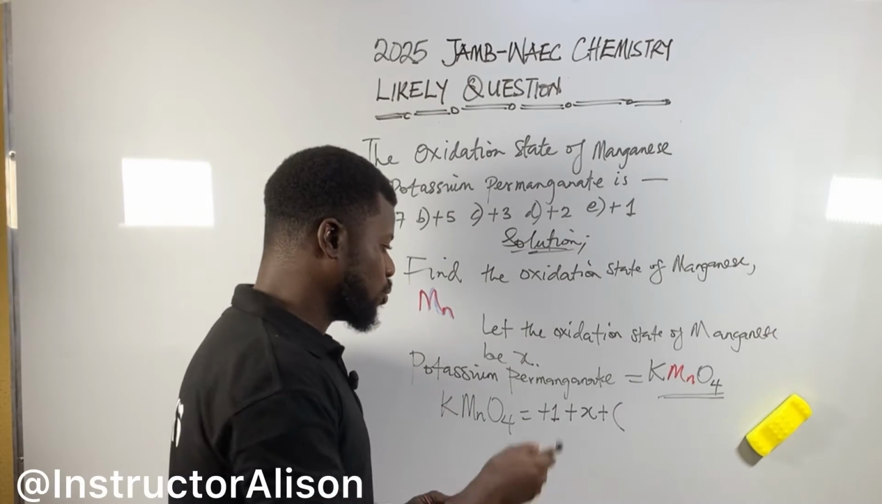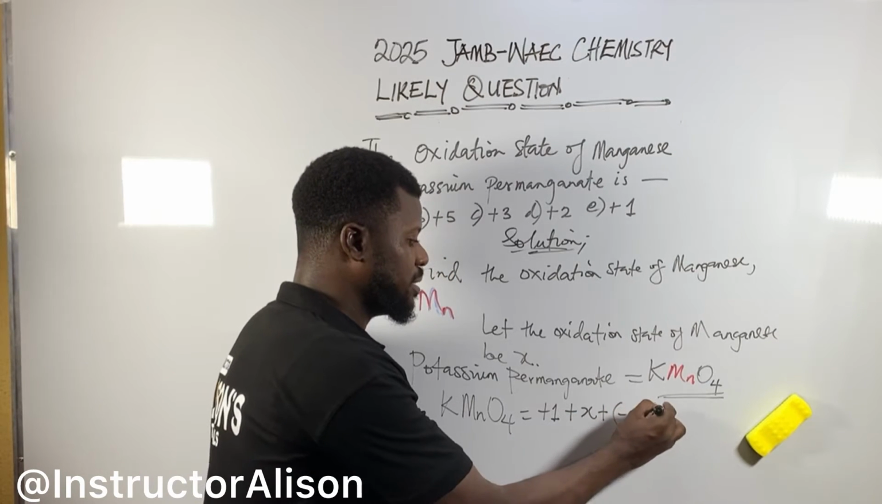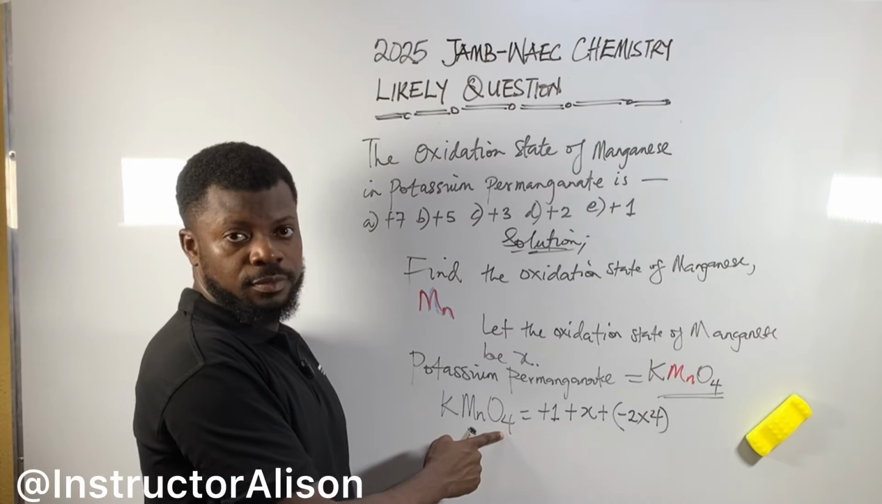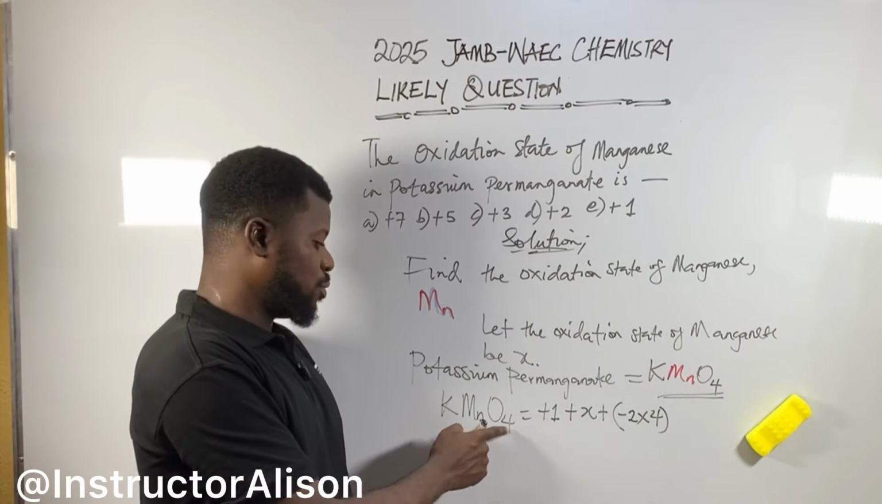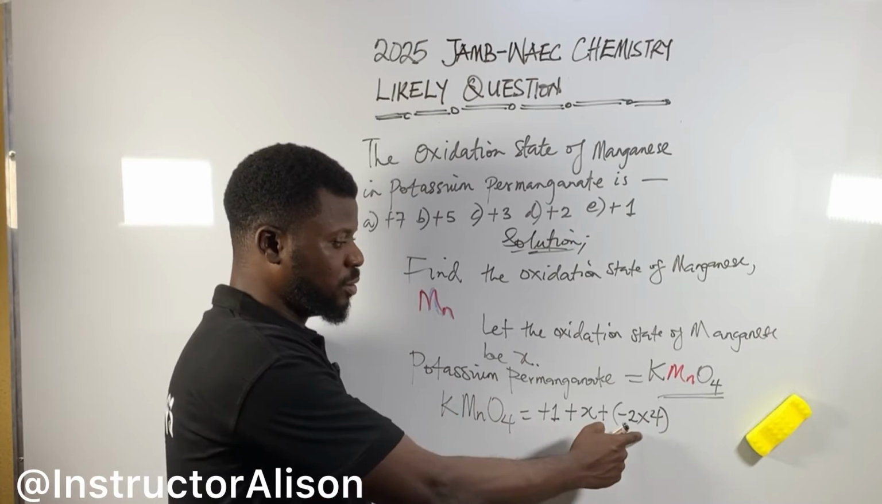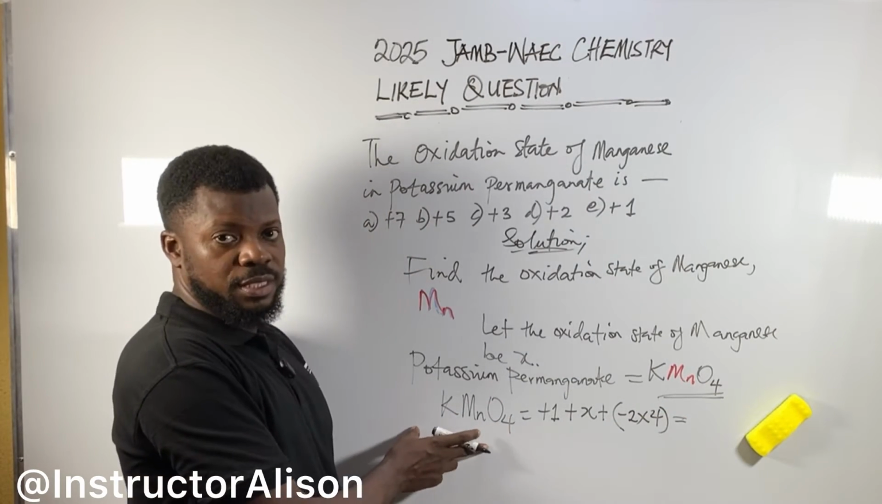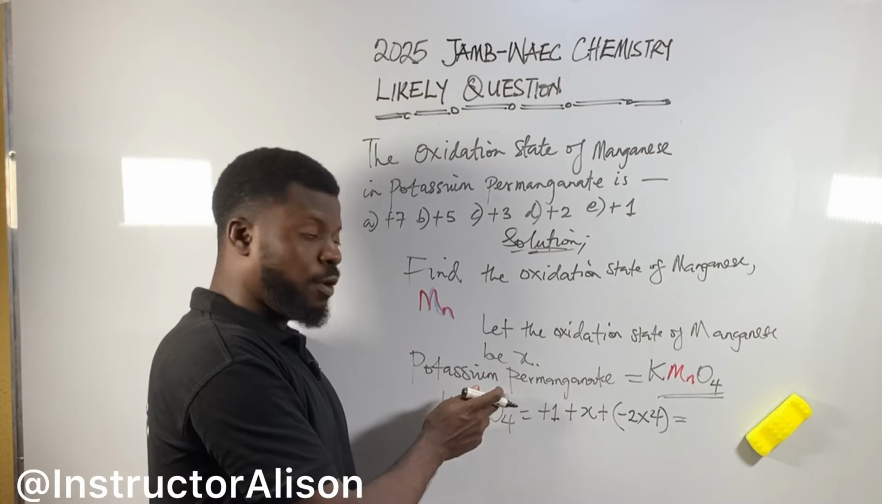So I will use that -2 multiply by this subscript 4. Remember, this 4 only affects this one; this 4 does not affect this 2. Now we use this oxidation state multiplied by this one to get this one, equal to the overall charge.